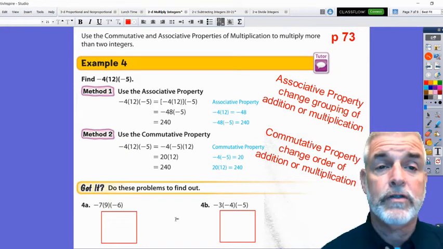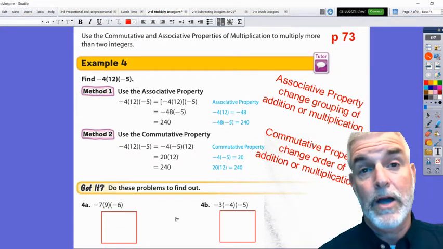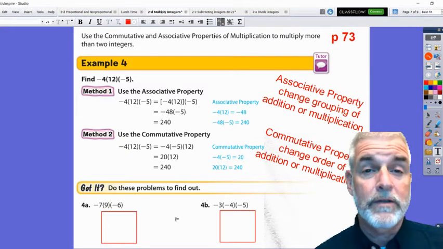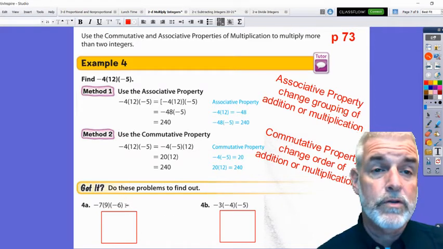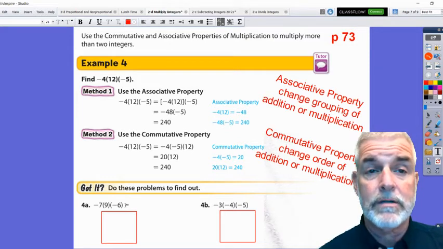All right, you get a chance to do a couple of them here. I don't really care how you do them. Just try to use one of these strategies and come up with your answer. Here, 4a, negative 7 times 9 times negative 6.